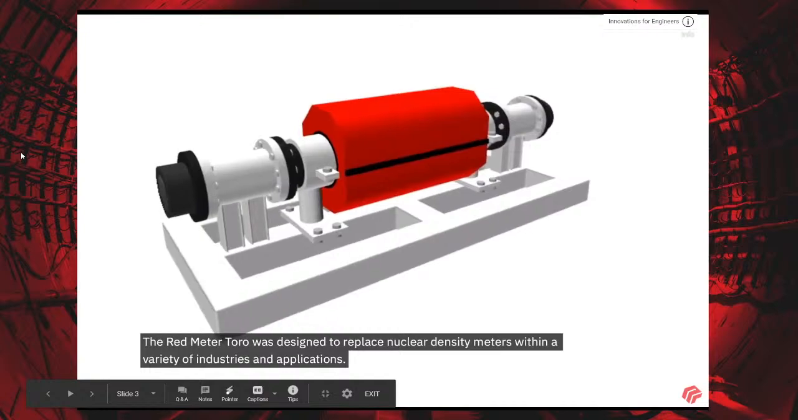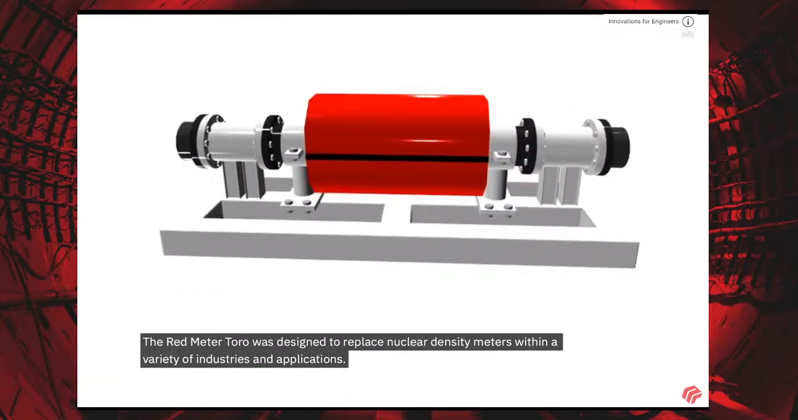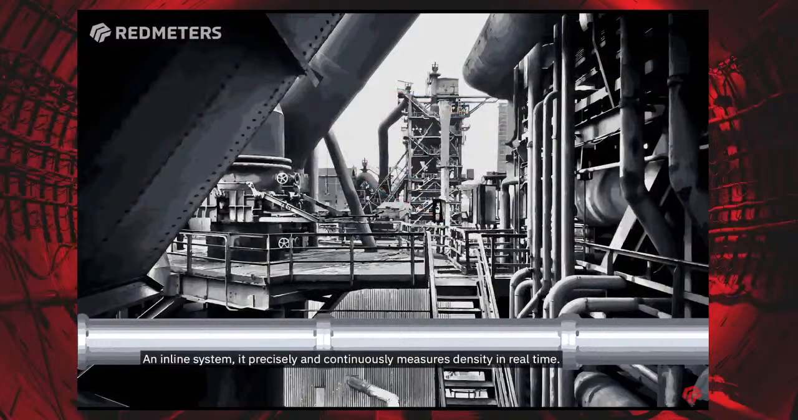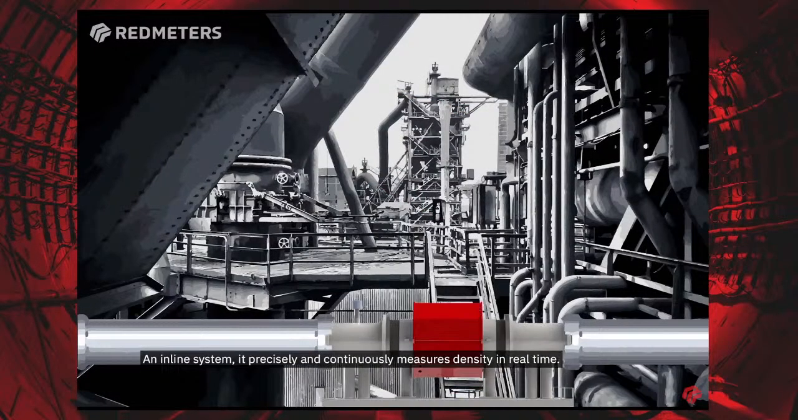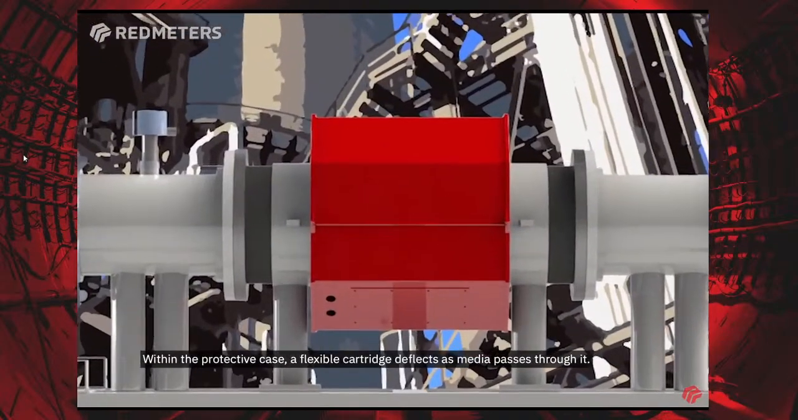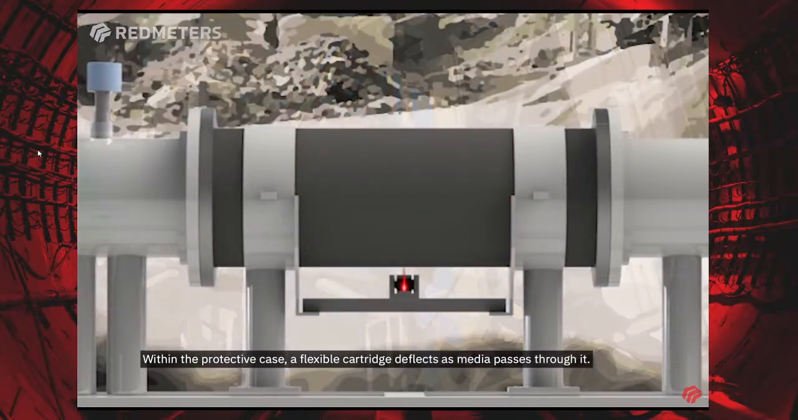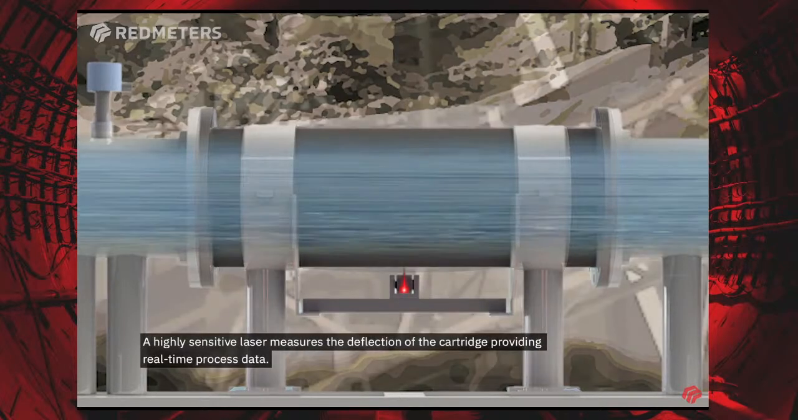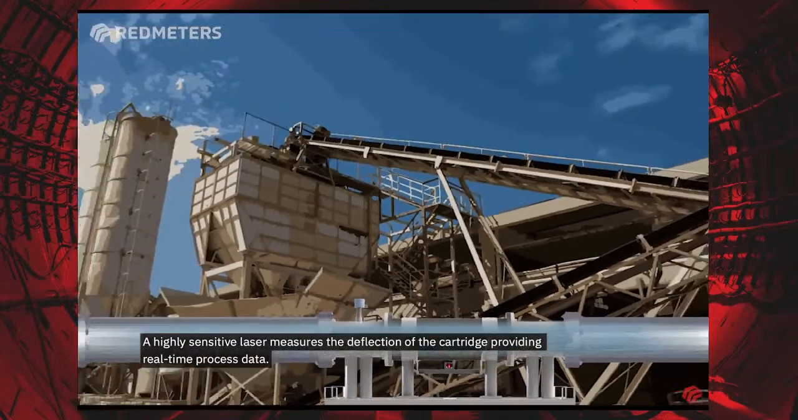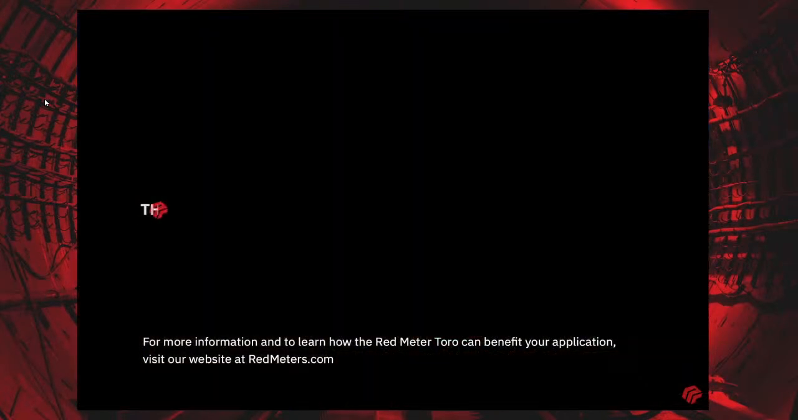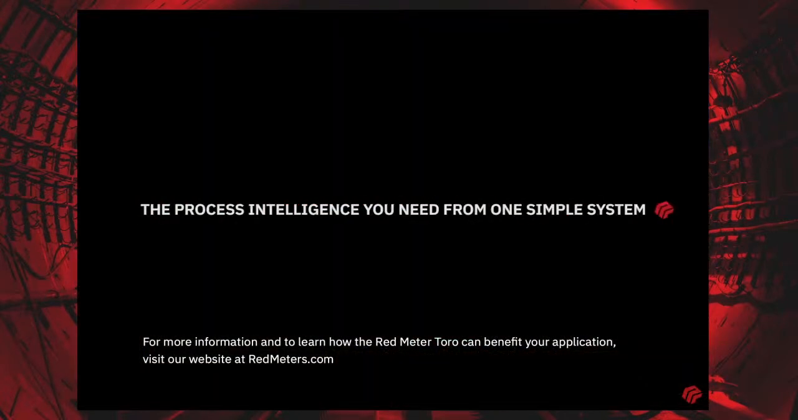The Red Meter Toro was designed to replace nuclear density meters within a variety of industries and applications. An inline system, it precisely and continuously measures density in real time. Within the protective case, a flexible cartridge deflects as media passes through it. A highly sensitive laser measures the deflections of the cartridge, providing real-time process data. For more information and to learn how the Red Meter Toro can benefit your application, visit our website at redmeters.com.